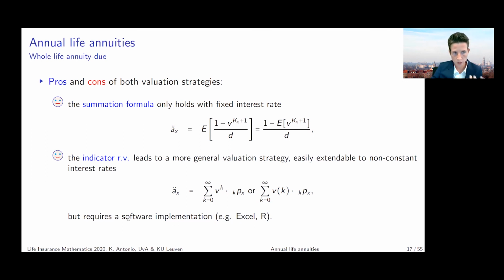So in a nutshell, you could say that the first bullet here with the indicator really stems from an era, a time period in which there was not much computer power available, and people needed really quick formulas, quick closed form formulas to do this kind of valuations.